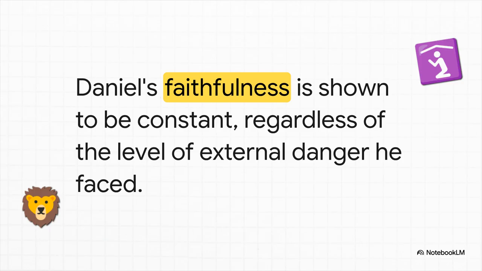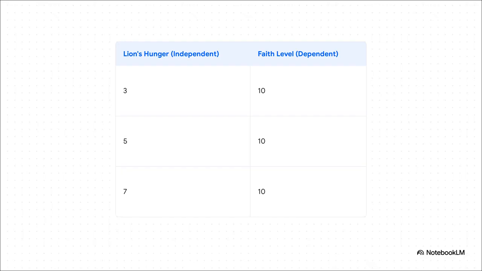The second case study follows the exact same logic. This time, it's Daniel in the lion's den. The external threat changes, but that internal state of faith, again, it's presented as completely constant. And yep, another data table to make the point. The independent variable here is the lion's hunger level, which they show increasing from 3 to 5 to 7. But Daniel's faith level is shown holding steady at a 10. The message is that his faith was totally independent of the danger he was in.